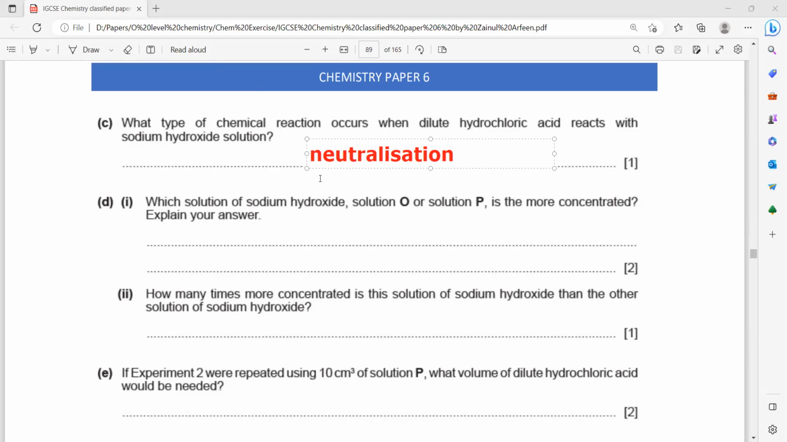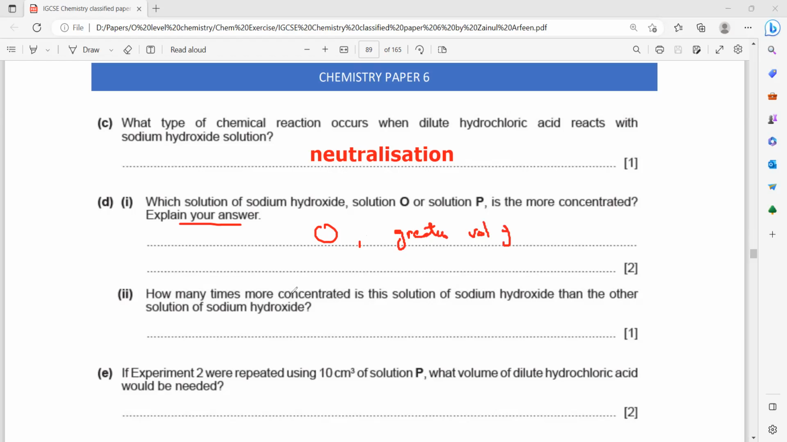Which solution of sodium hydroxide, O or P, is more concentrated, and explain your answer. So which solution has a higher concentration? We'll mention O. And why does O have a higher concentration? Because it required a greater volume of HCl for a complete reaction.